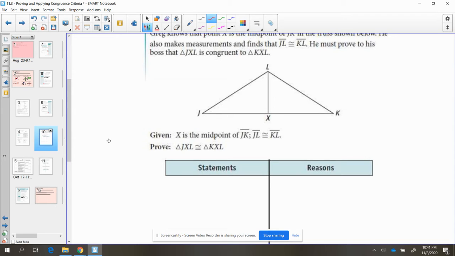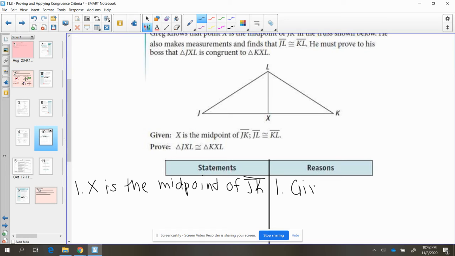When we write these two-column proofs, it's really important that we start, just like we did with algebraic proofs, by writing down our given information. So the first thing we're going to do is write down our first given, which is X is the midpoint of segment JK. And I know that that was given to me. I'm going to check it off that I wrote it down.